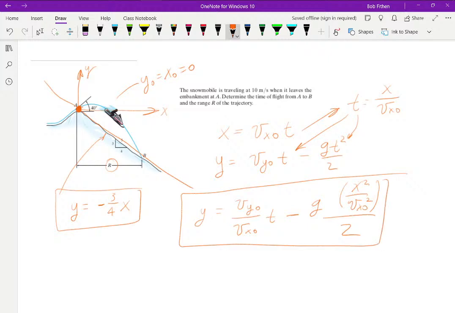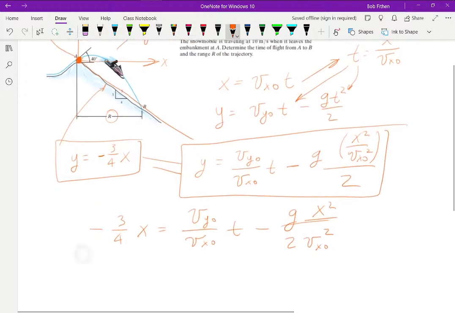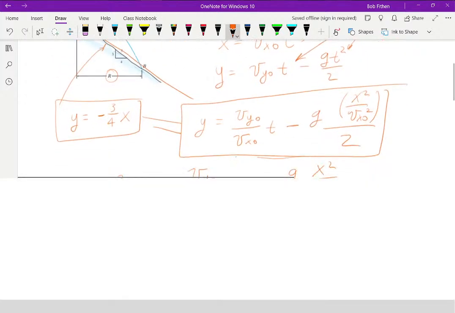Suddenly you've got this equation, which if you force to equal that equation, you get minus 3/4 x is equal to Vy naught over Vx naught x minus g x squared over 2 Vx naught squared. It's possible I may have made a mistake because I've gone fast by, but here's your equation.